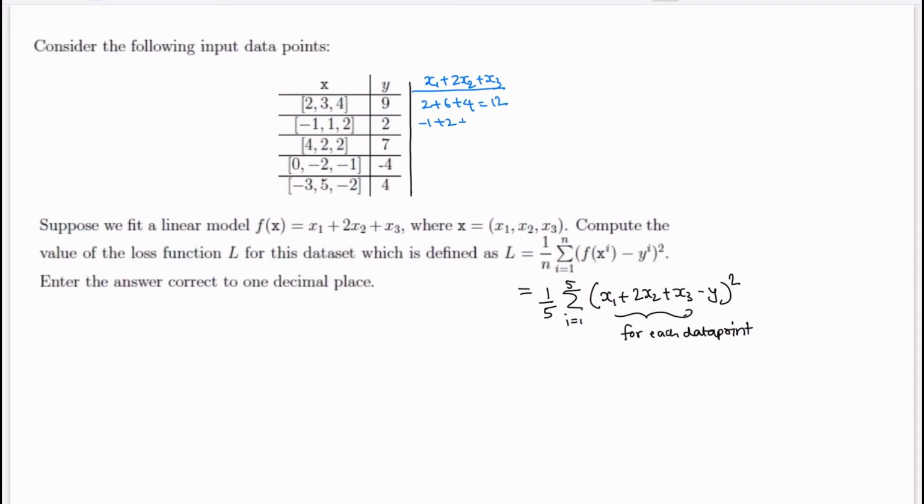For the first data point we have 2 + 6 + 4, which is equal to 12, and then for the second data point we have 3. For the third data point we have 10, and then minus 5 and then 5, right?